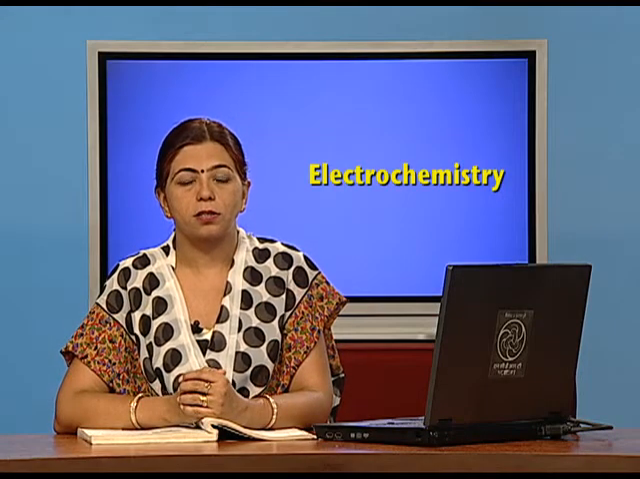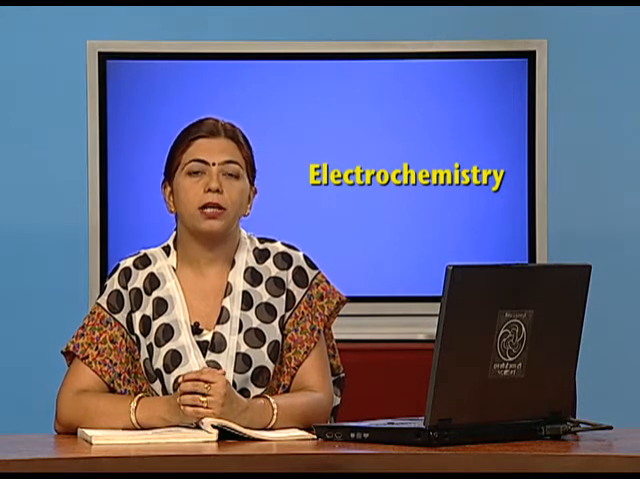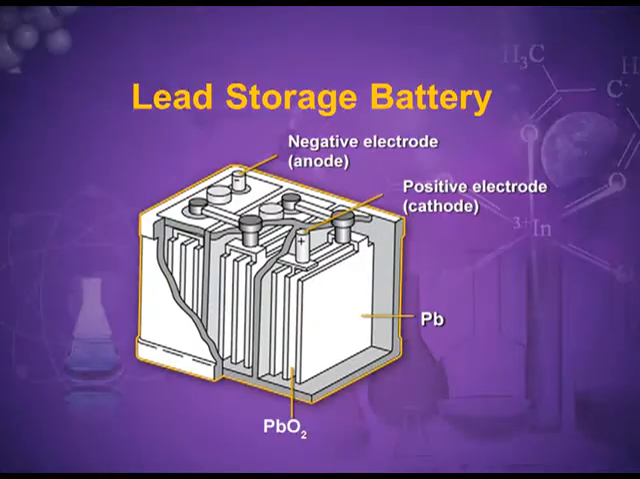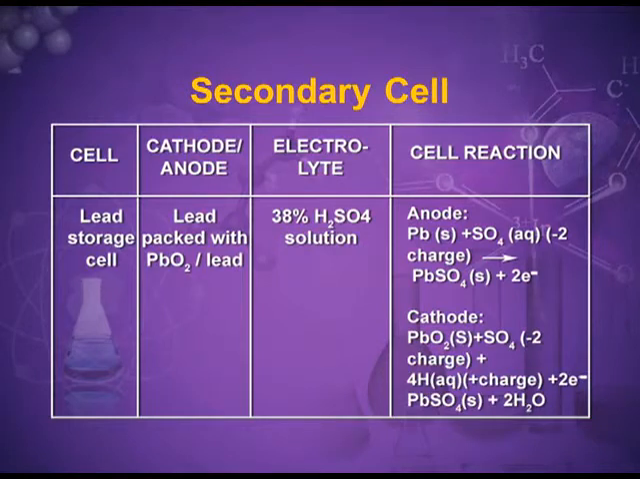Secondary cells. The example is a lead storage battery. This is the battery we are using in the inverters. It has an anode and cathode. Anode is lead plates and the cathode is a lead grid packed with lead oxide. And the electrolyte is the 38% solution of sulfuric acid.